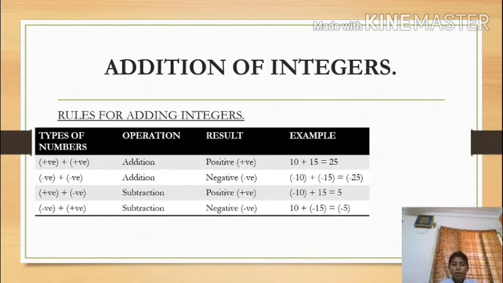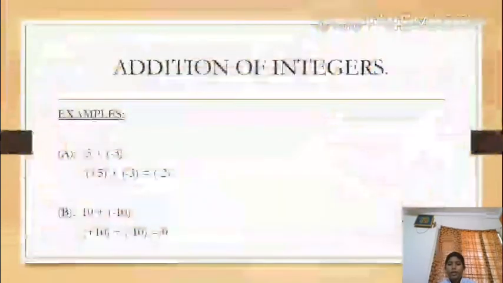If we add a positive number to a negative number, the operation is subtraction and the result will be a positive number. For example, negative 10 added to positive 15, the result is positive 5. If we add a negative number to a positive number, the operation is subtraction and the result will be a negative number. For example, positive 10 added to negative 15, the result is negative 5.